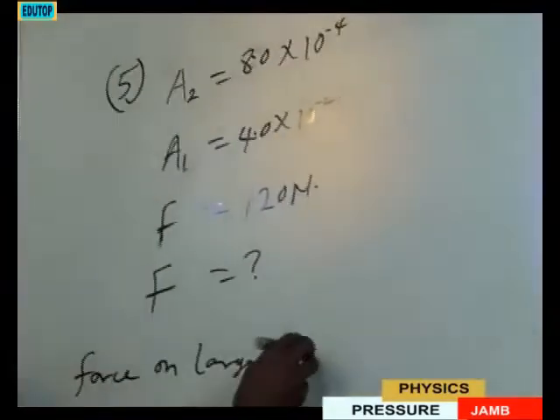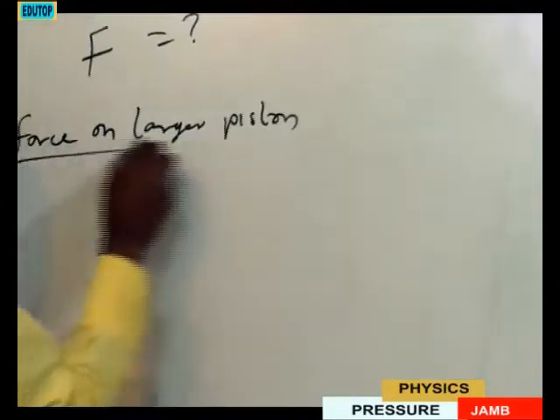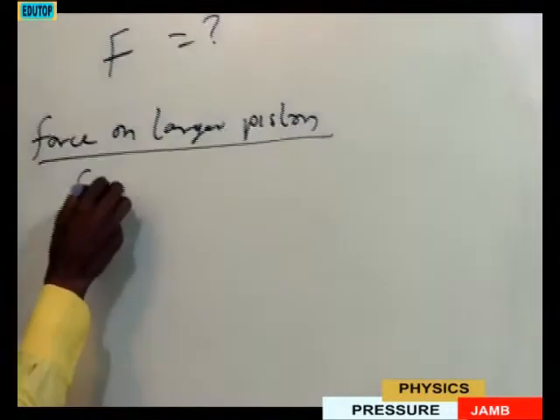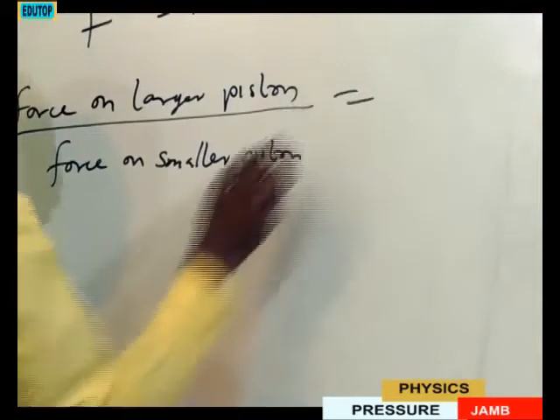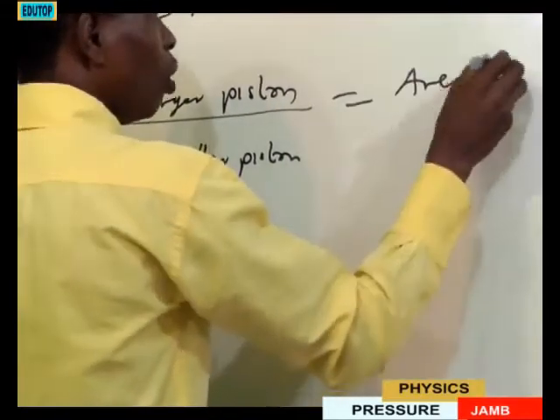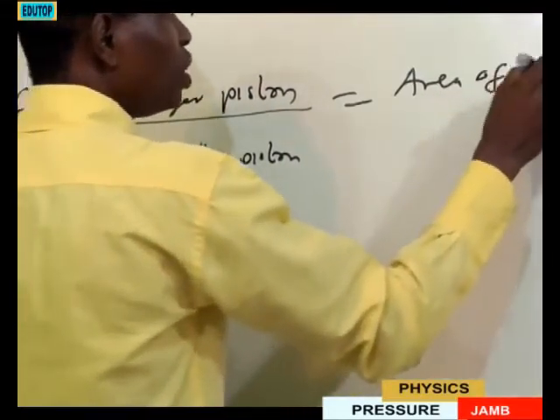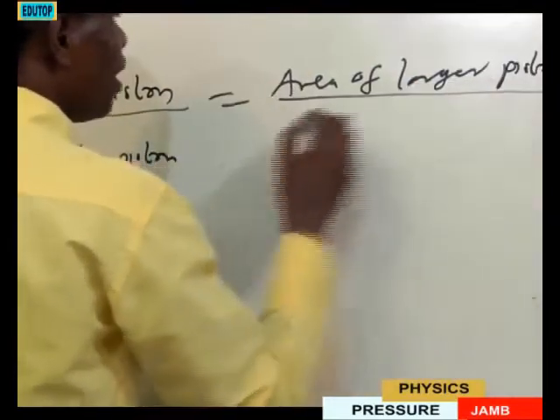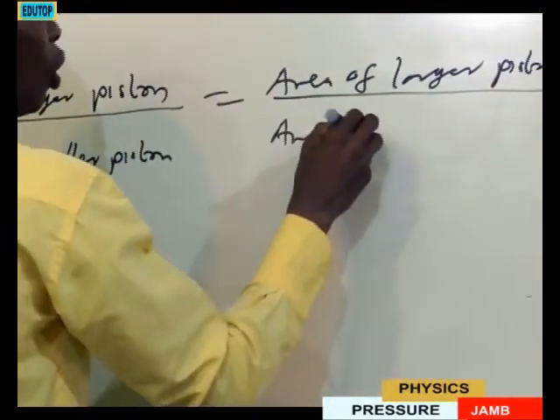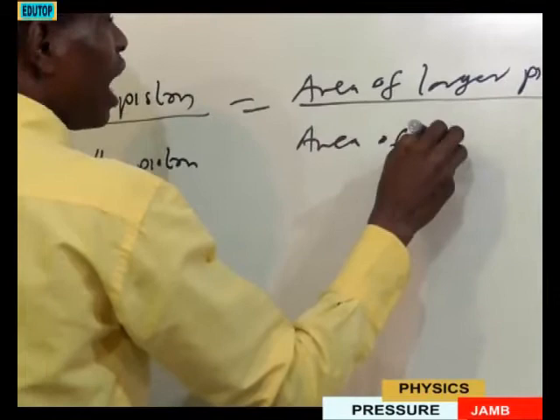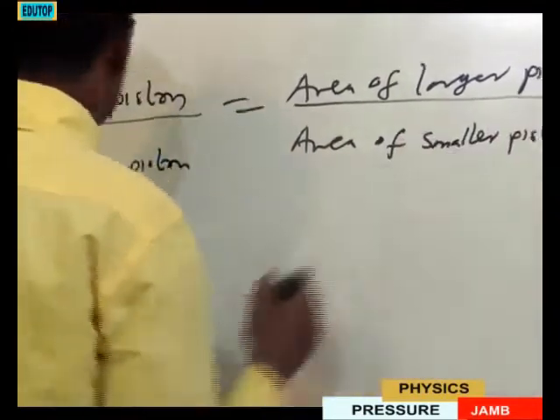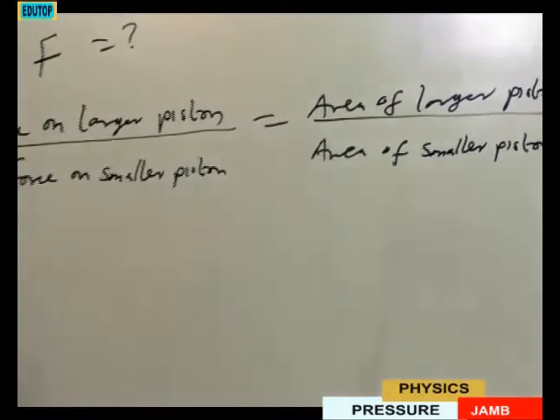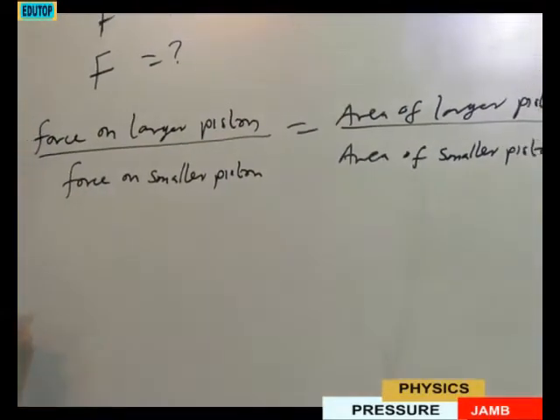Larger piston divided by force on smaller piston will be equal to area of larger piston divided by area of smaller piston. Okay, let's do a simple substitution.